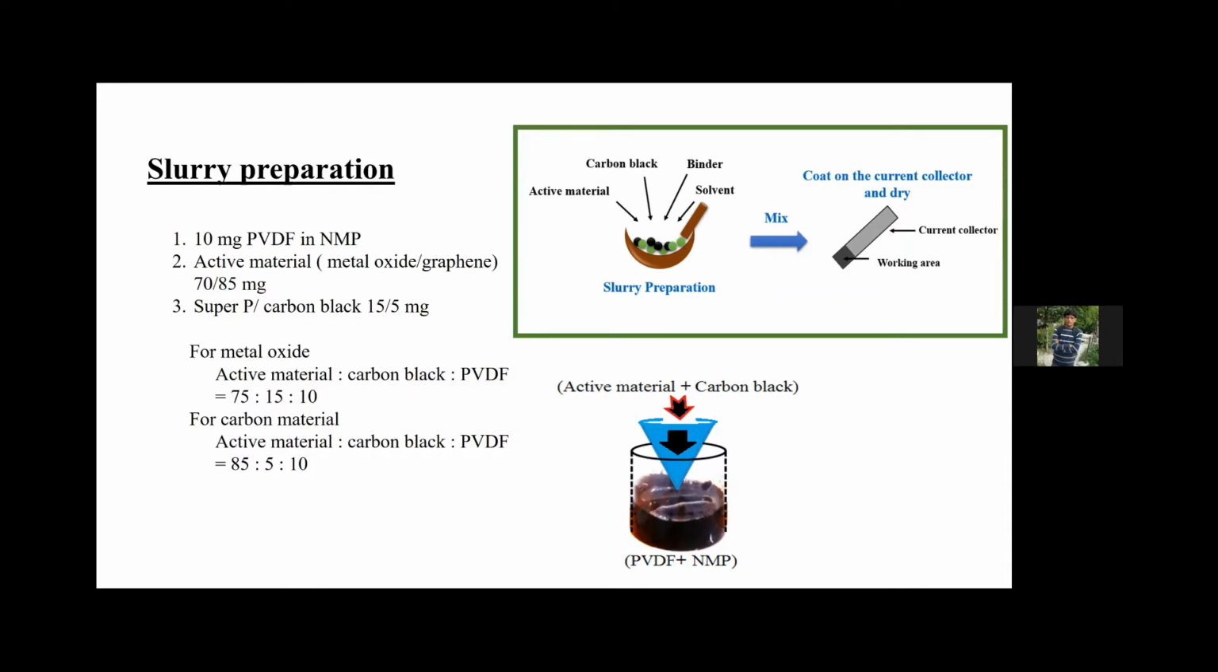Once we find a good type of ink has been made, then we can say the slurry is well prepared. After that we coat this slurry onto the current collector, and after coating we dry it, and then we have our electrode material, which can be used directly in supercapacitor applications. We can use it in a 3-electrode cell system, that means individual electrode performance, or we can assemble it to make the device.